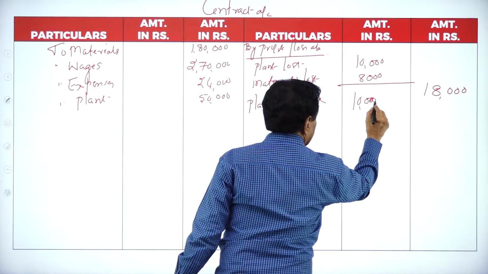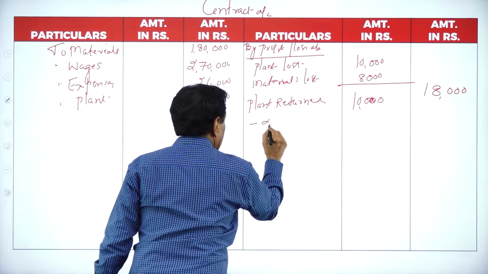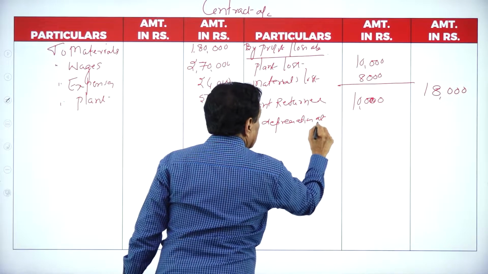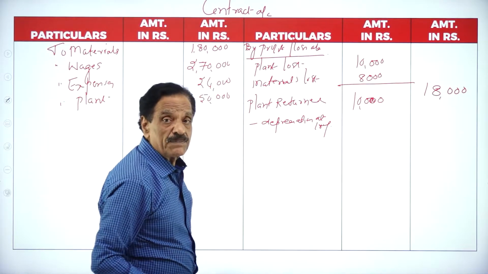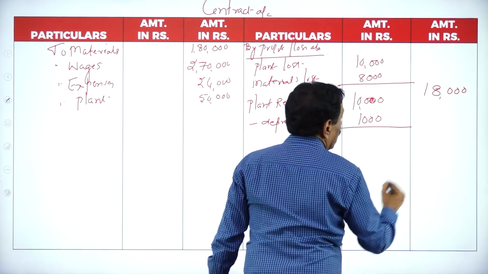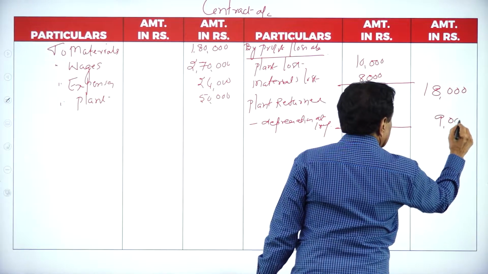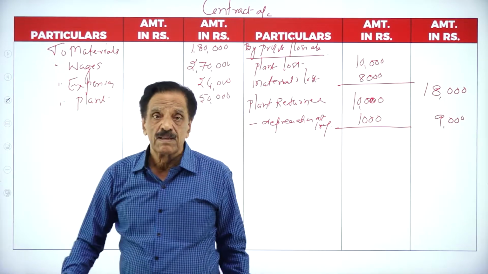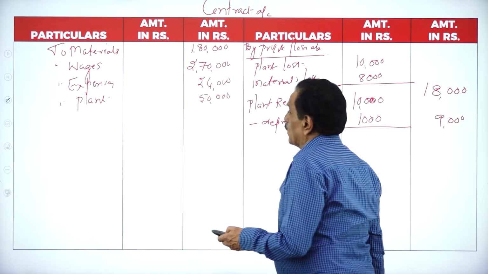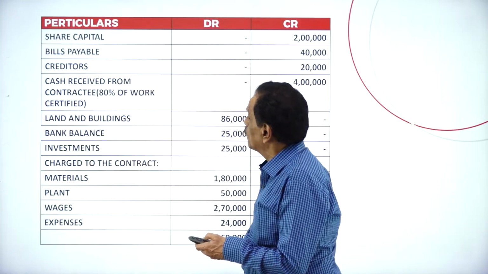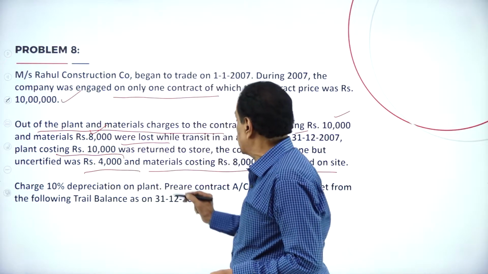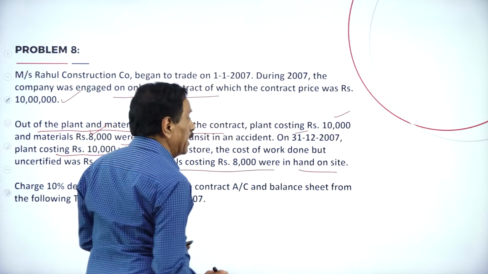Minus depreciation at 10%. 10% of 10,000 is 1,000. What's the value now? 9,000. Then, I think you understand. How much plant returned? 10,000 minus depreciation 1,000, it becomes 9,000. Then what does the next sentence say? The cost of work done but uncertified is, for material costing 8,000 on hand.